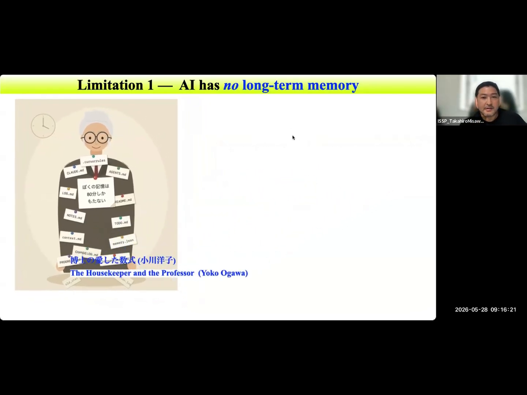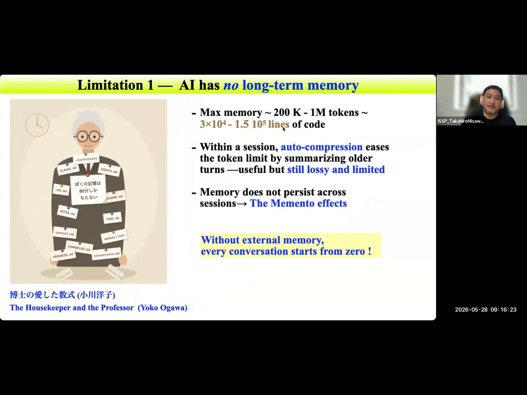So that is very similar to modern AI, because the maximum memory of modern AI is about 200 kilo to 1 mega tokens. This corresponds to about 30,000 to several hundreds of thousands of lines of code. That is not small. That is big. But that is not enough for long-term memory.